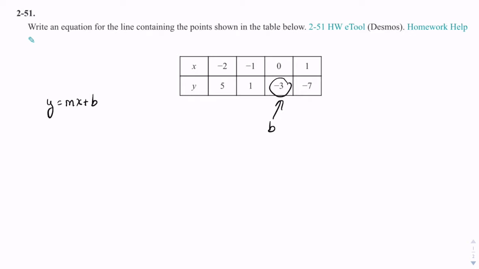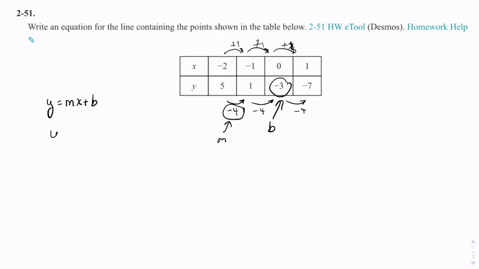So now I need the slope. So what I can do, since they give us nice values, they're adding 1 every time in the x direction, right? Plus 1, sorry. Now we can find what's happening in the y. So from 5 to 1, we're subtracting 4. From 1 to -3, we're subtracting 4. And from -3 to -7, we're subtracting 4. So the -4 is the slope.